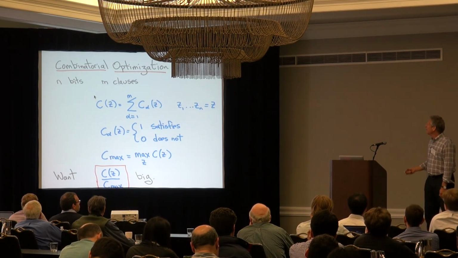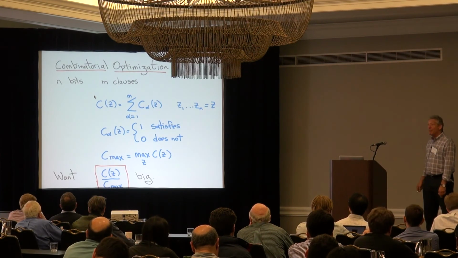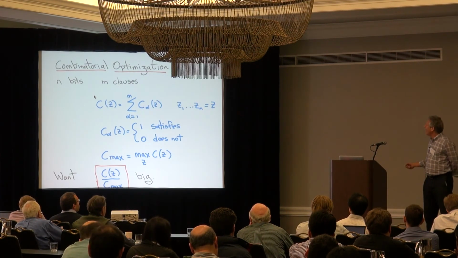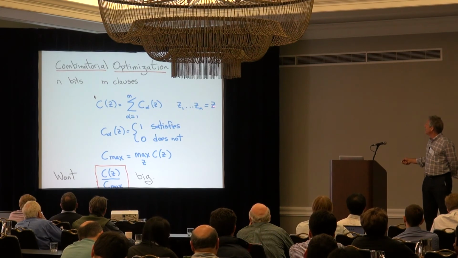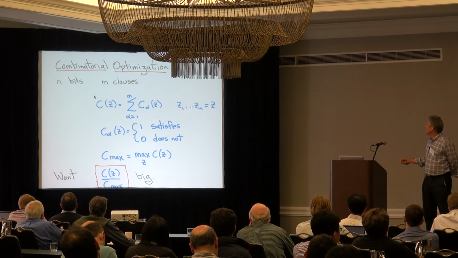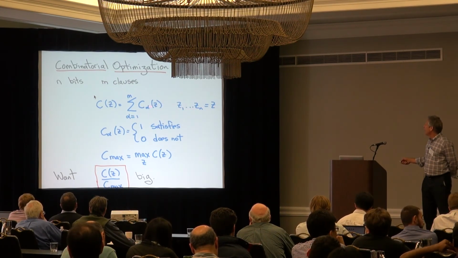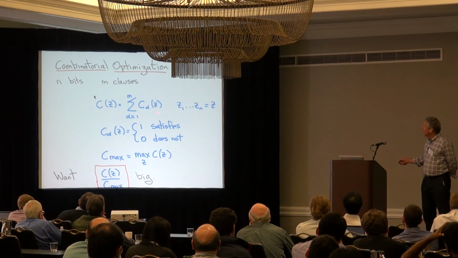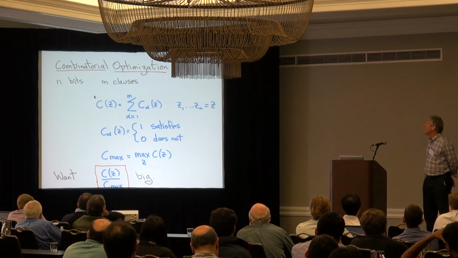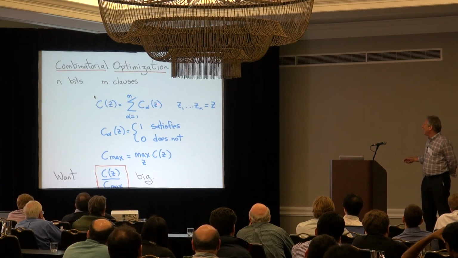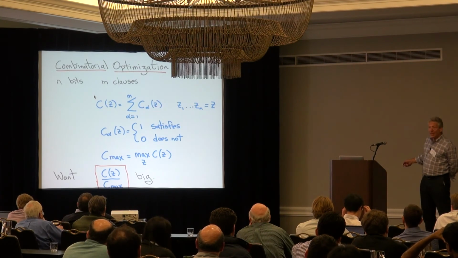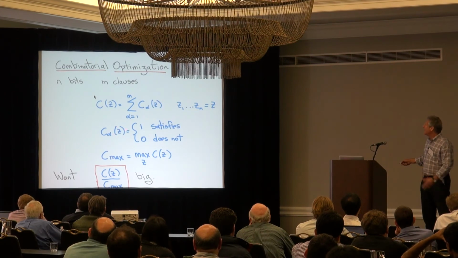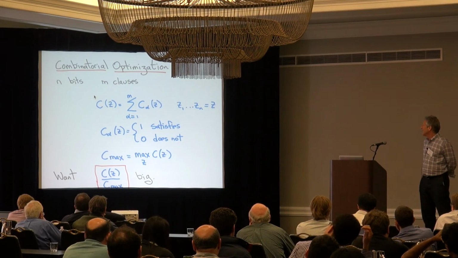So here are problems where we have n bits and m clauses. And we represent the bits by a string z. These are 0, 1, or 1 and minus 1. It doesn't really matter. And there's a cost function, which is the sum of individual cost functions from m clauses. And each of these acts on a subset of the bits, and it is defined so that it is 1 if it satisfies and 0 if it does not.